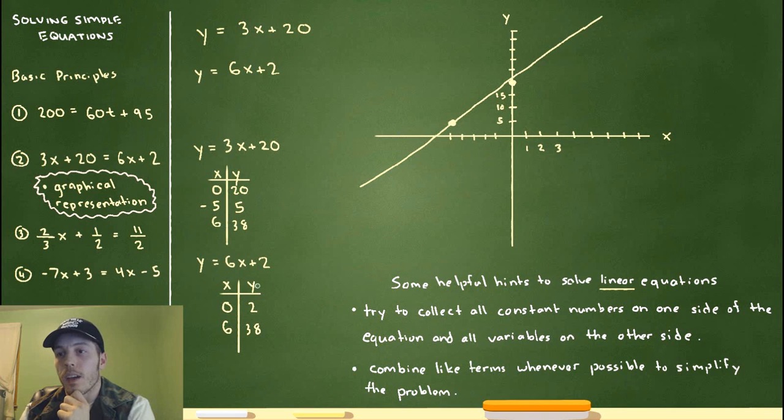Now, our second line, we have points 0, comma 2. So that is sitting about right here. That's move left and right, or right 0, and then move up 2. And then we have a point 6, comma 38. So that's move right 6, 1, 2, 3, 4, 5, 6, and then up to 38. And that's 40.